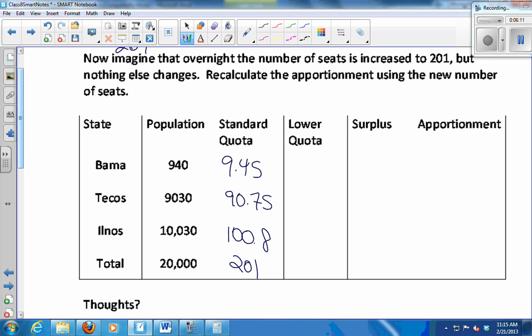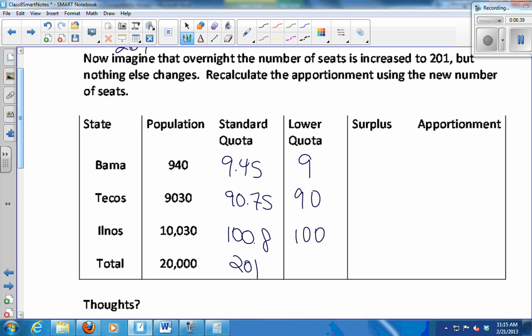In this case, it doesn't matter, but the last step is to compare the decimal parts. So you need to have enough decimals to know if this is bigger than this, right? So you might want to keep a couple just in case they agree in the 10th place. You need the 100th place to see which one is bigger. So my lower quota is now round them all down. So I get 9, 90, 100.